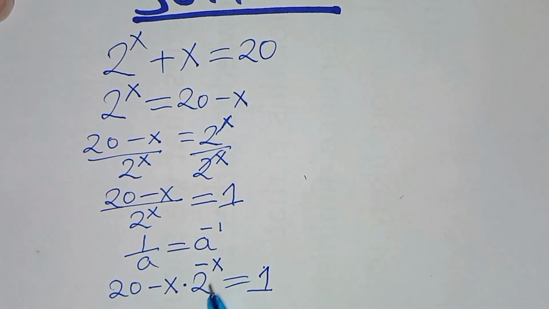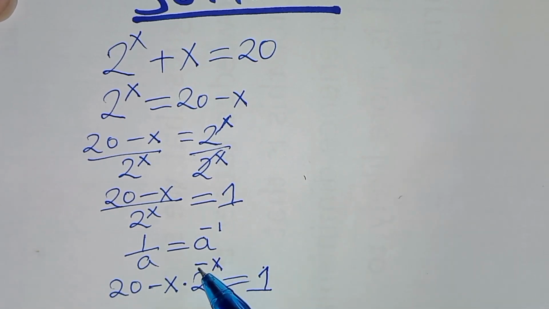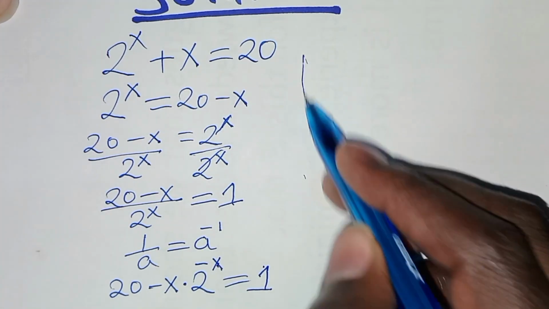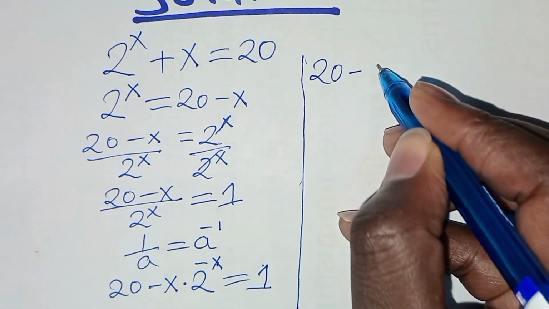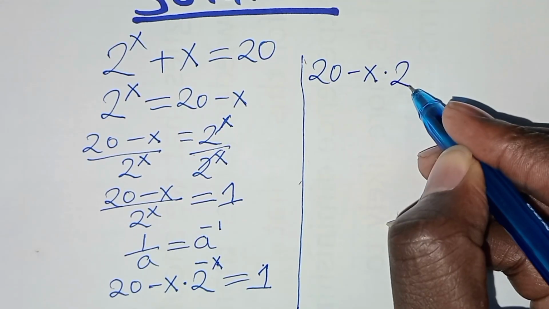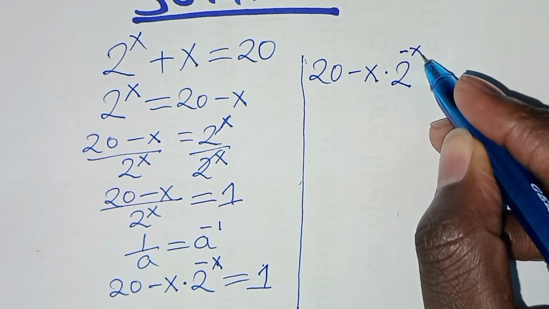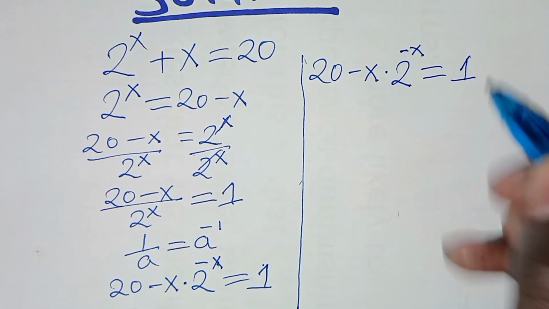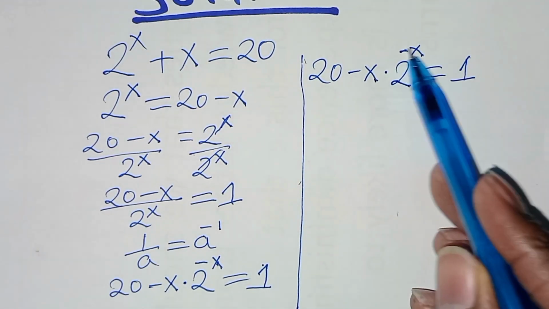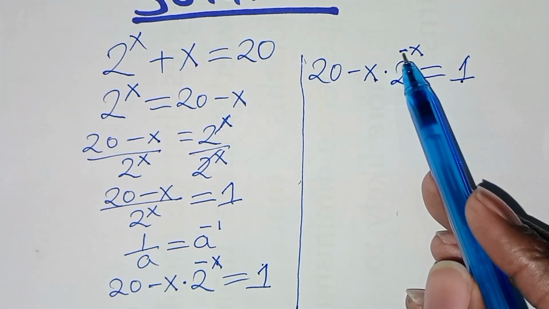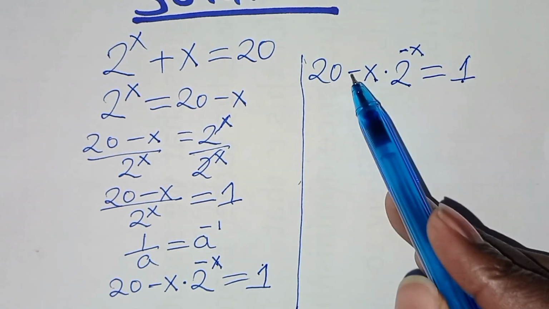Now, we find that the power here, negative x, is the same as negative x in the coefficient. So we have 20 subtract x multiplied by 2 to the power negative x. This is equal to 1. Now, you can see negative x is the same here as the coefficient.